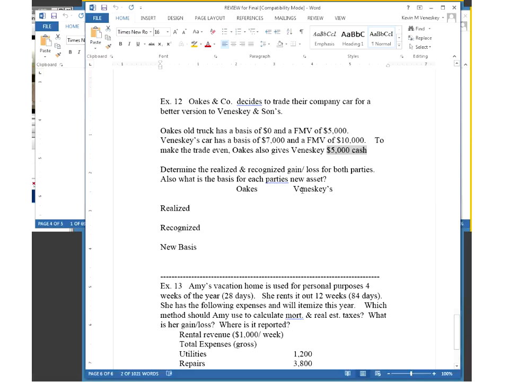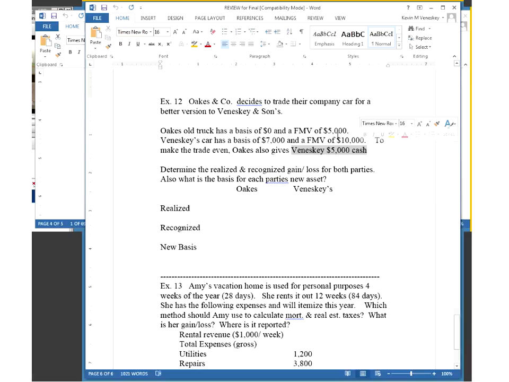No gain or loss for Oaks. New basis, well, you always start with your old, 0. Plus any gain, nope. Minus any loss, nope, there wasn't any of that. But we do get to add in the cash that was paid. So 0 plus 5,000, we have a basis of 5,000.